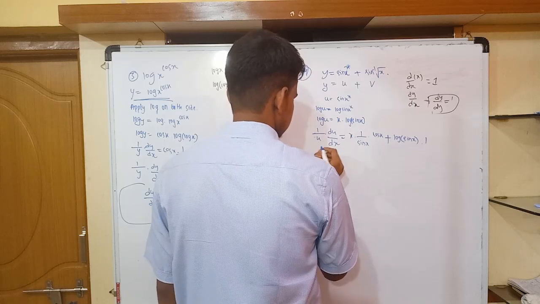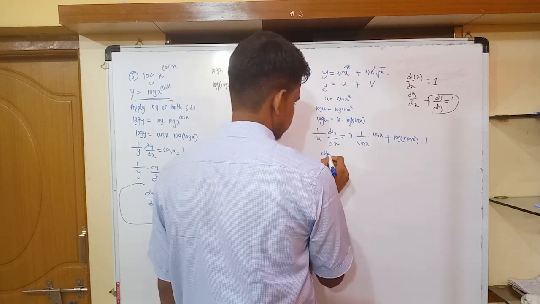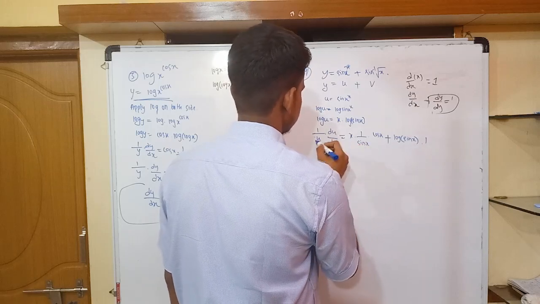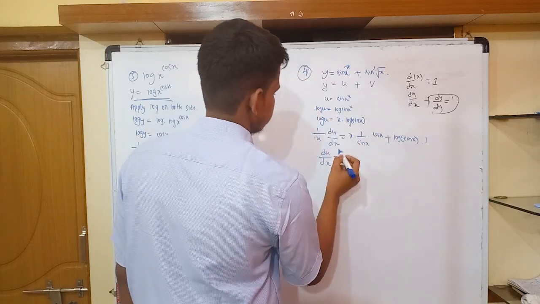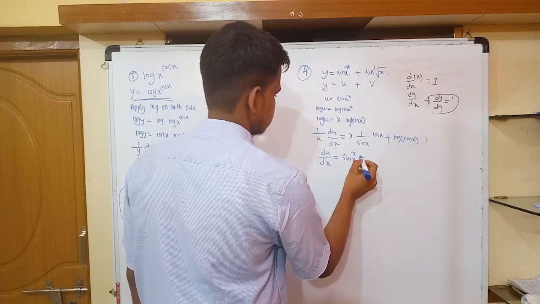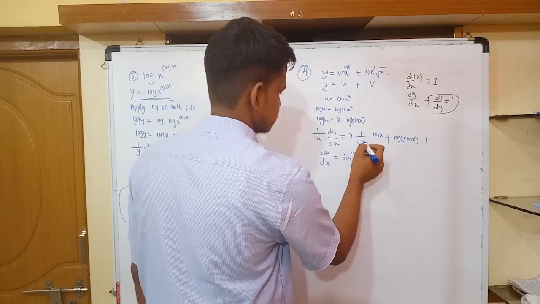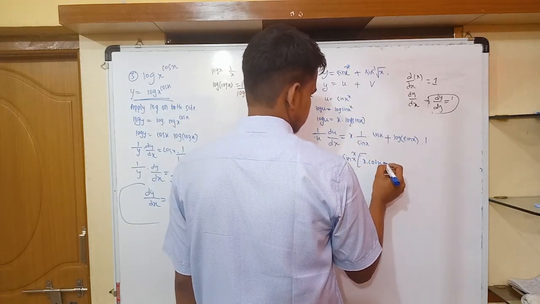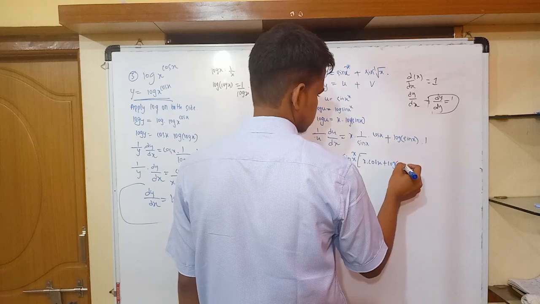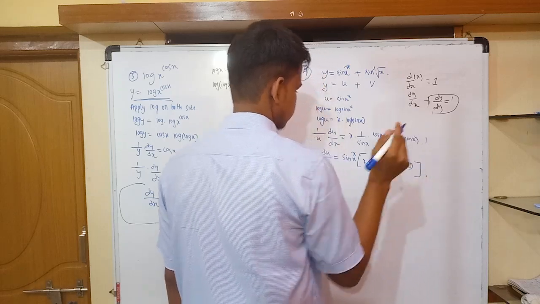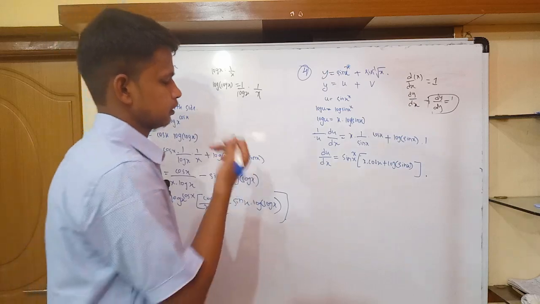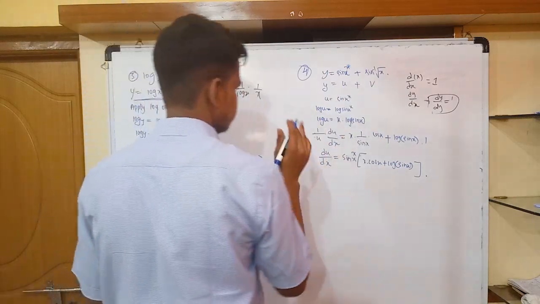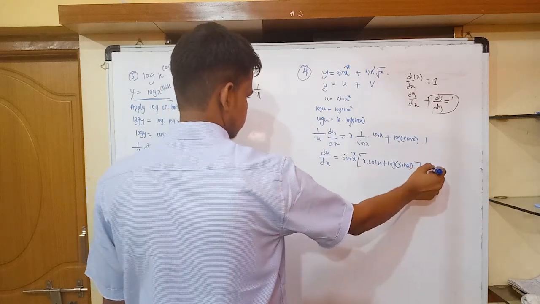Now I have to find, if I cross multiply this u to that side, we get sin x raised to x into cos x by sin x, that becomes cot x, so x into cot x plus log of sin x. Now we have found du by dx. Next we have to find the derivative of p, the second one.